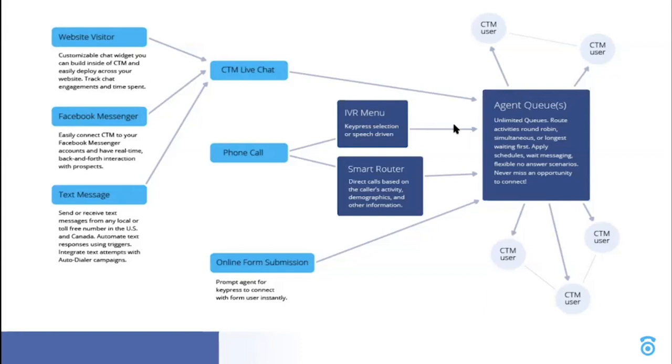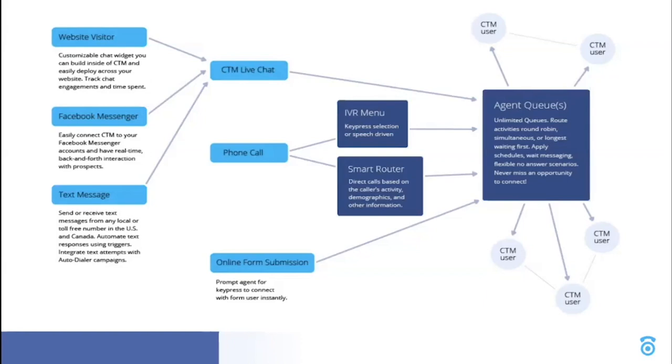So all of these tools that we talked about, all these different channels of communication that are coming in, go through the CTM queues. This is our ring group, or hunt groups as other carriers will call them. And this allows us to define exactly how, when, and where we're going to send the calls to all of the CTM users that are part of this queue.